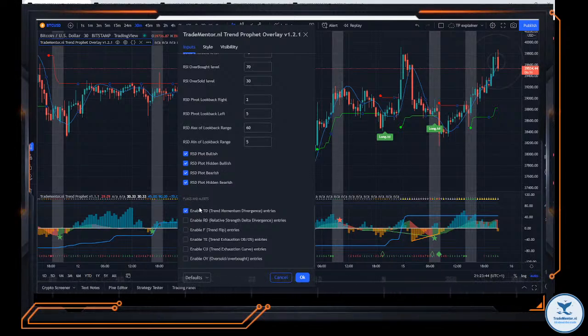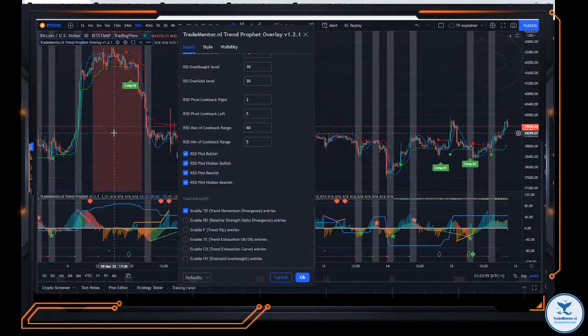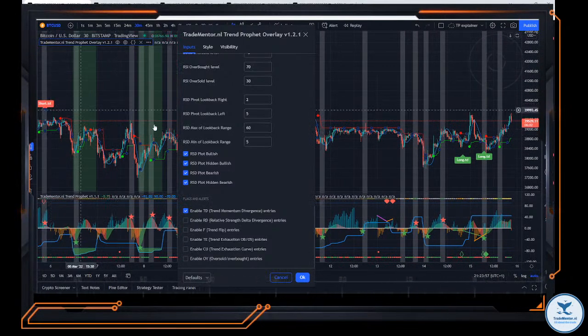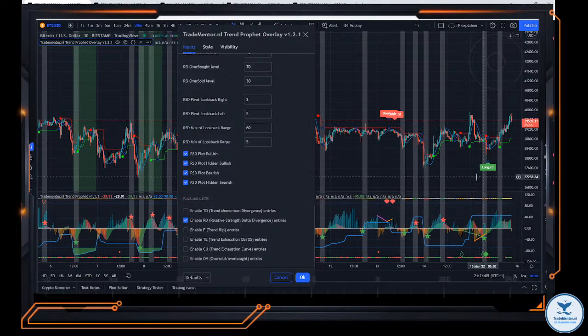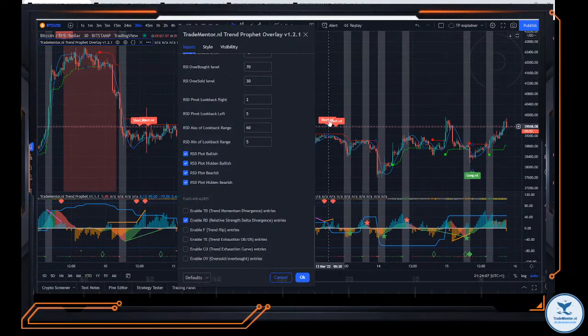All right. So enable TD. You see long flag dot TD. That's the signal type, trend momentum divergence. In shorts and in longs, there's a short one. We have our relative strength delta divergences. On the shorts, very nicely calling here, and a very nice call here at the bottom also. So that's the relative strength divergence, the RD flags.